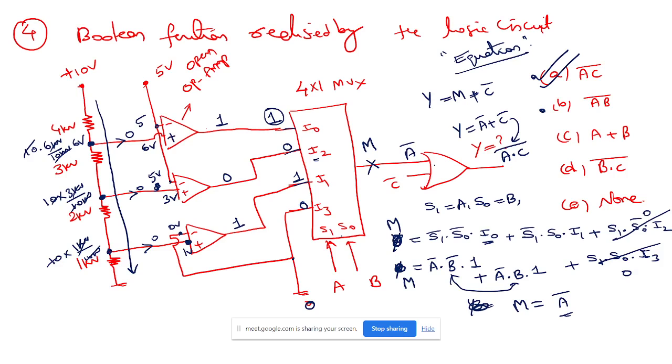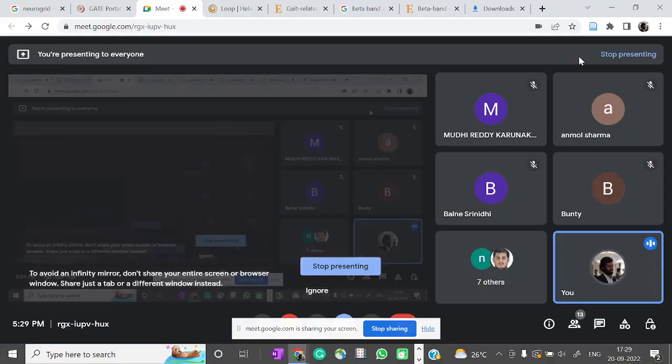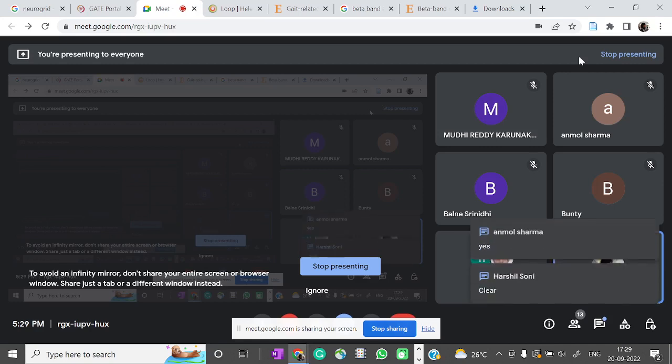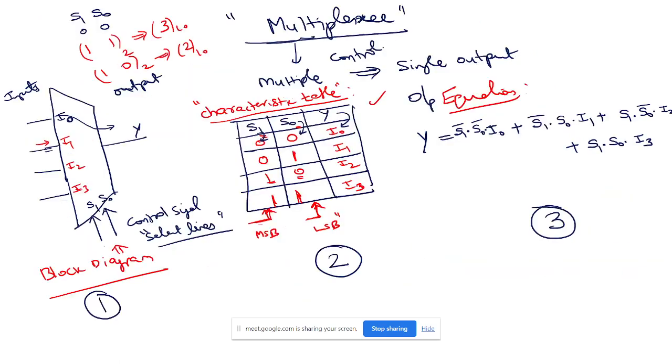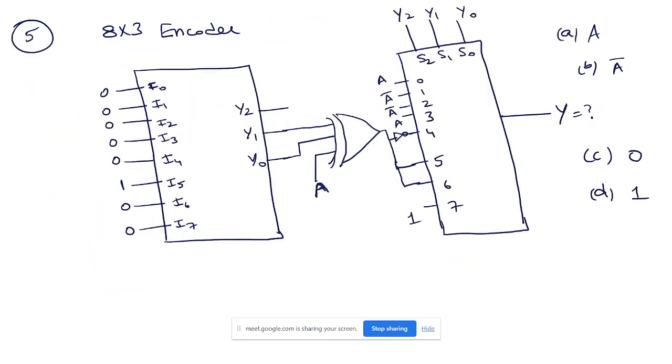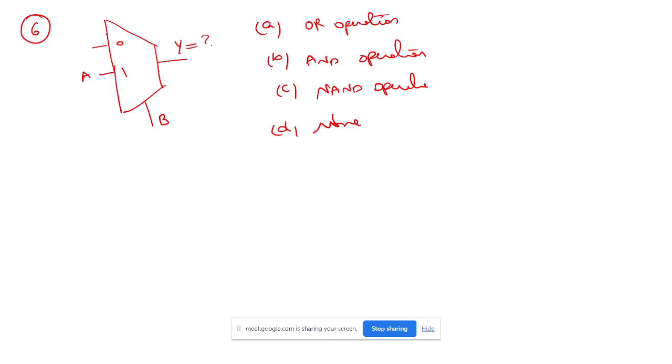Any questions? Any doubts? Let me know through your chat box. Is it clear? Okay. That simple it is. Be careful. What you need to check is the select lines and I0, I1, I2, I3 very, very carefully. Don't make the mistake, otherwise it's a sure shot wrong answer. Okay, find it out.